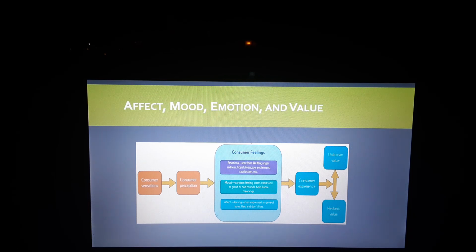So here we go. Another little picture here. Affect, mood, emotion, and value. So how we feel about something, how we perceive it, so the sensations. Like how we receive these things through the five senses, how we perceive it, and then from that, this whole idea of consumer feelings. So, what are emotions? What are reactions? Positive or negative?